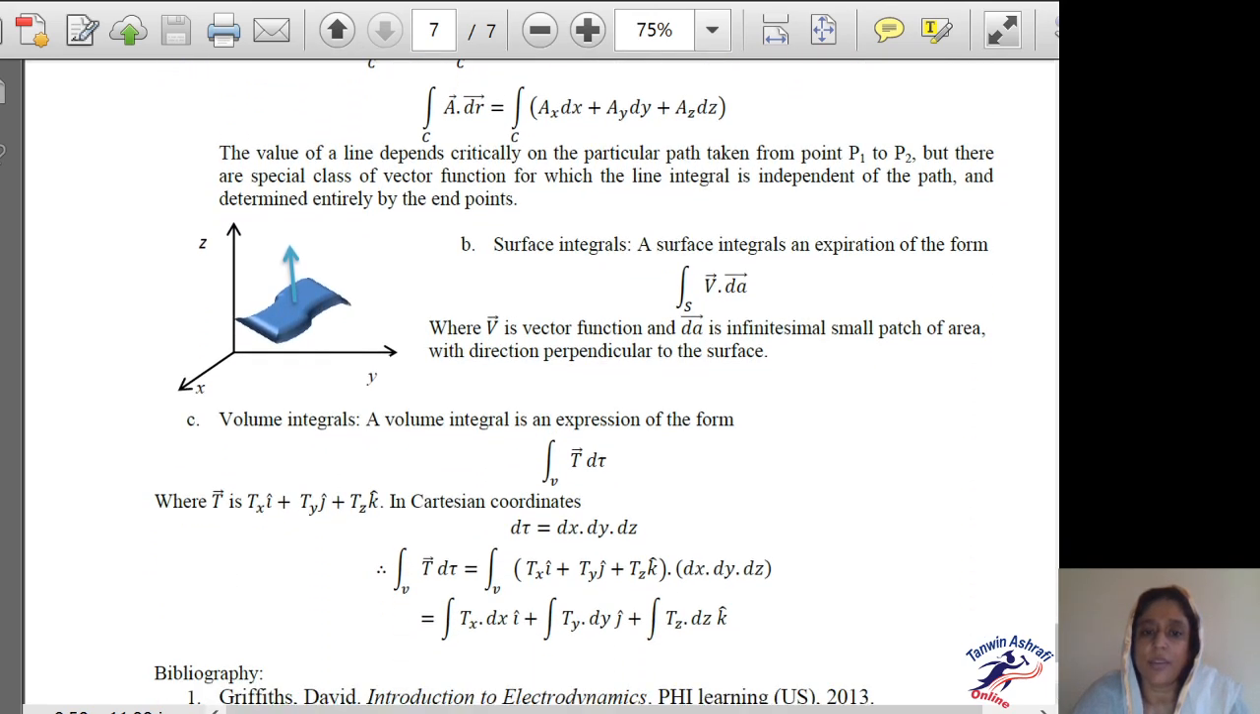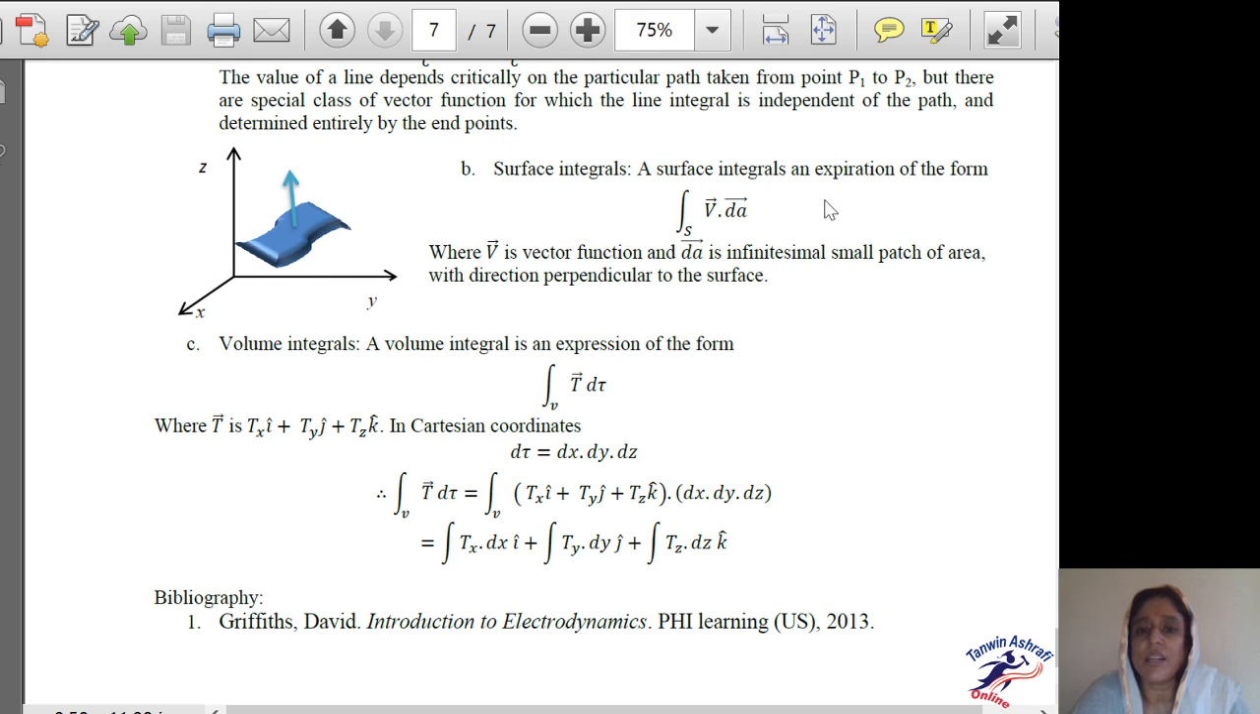Surface integral. A surface integral is an expression of the form integration over a closed surface of V dot dA. Now, V is a vector function, and dA is an infinitesimally small area patch with the direction perpendicular to the surface.